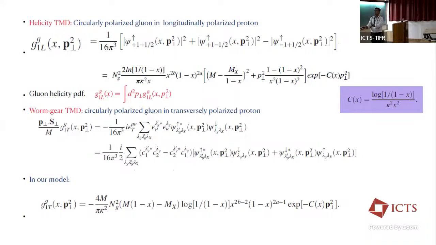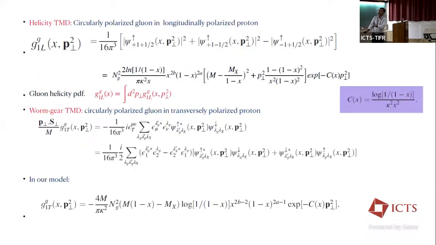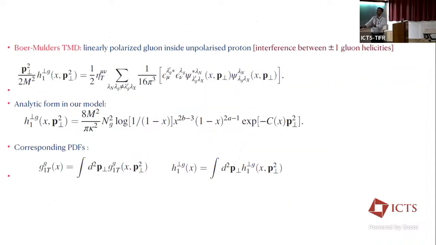And the worm gear TMD gives you circularly polarized gluon in a transversely polarized proton. Again, you just get the analytic expression for that TMD. And both of these, when you integrate, we have discussed. Here the Boer-Mulders TMD is for linearly polarized gluon inside an unpolarized proton, which involves interference between the plus and minus gluon helicities. That again has this expression. When you integrate over the transverse momentum, you get the corresponding PDFs.